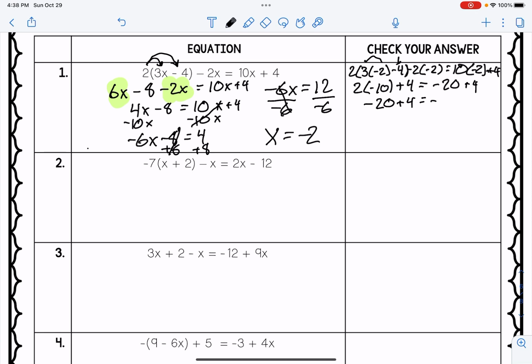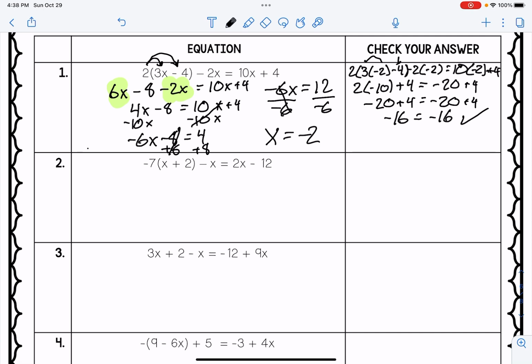And these two things are exactly equal to each other. And if I finish simplifying, negative 16 equals negative 16. And our equality was maintained. So this checks out for us. This is good. Negative 2 was our solution.